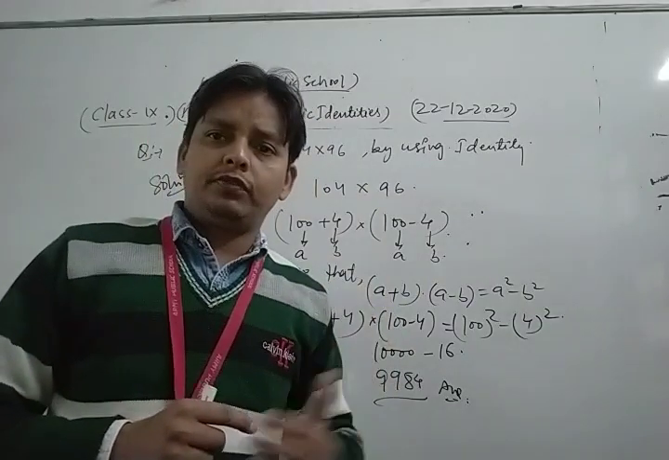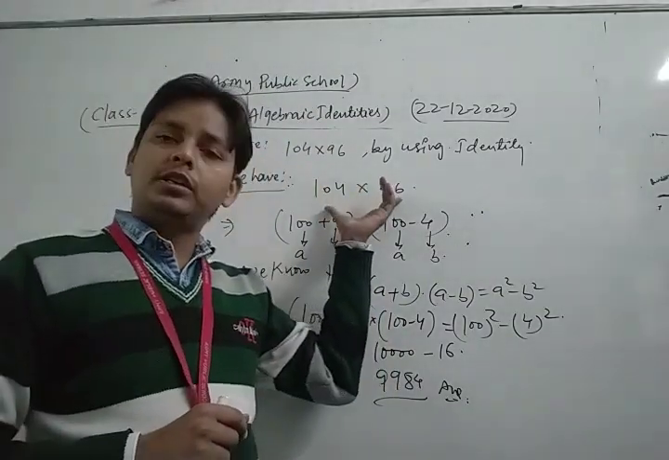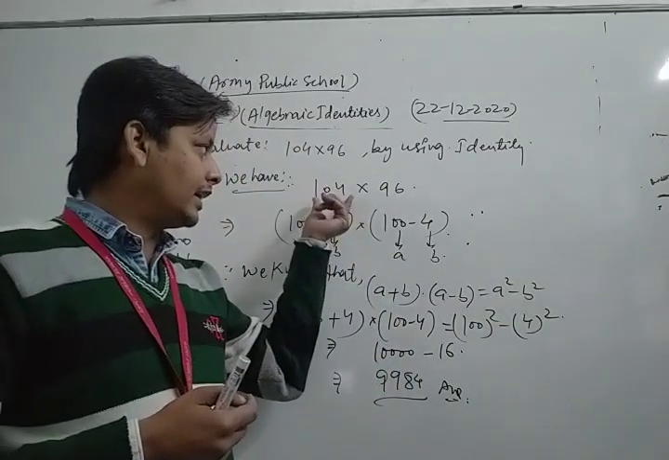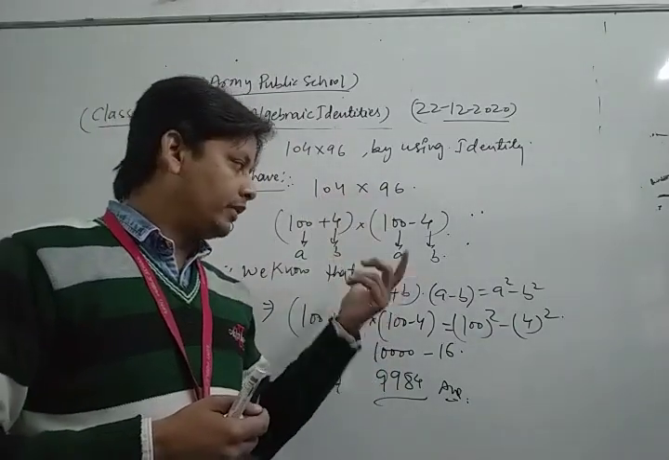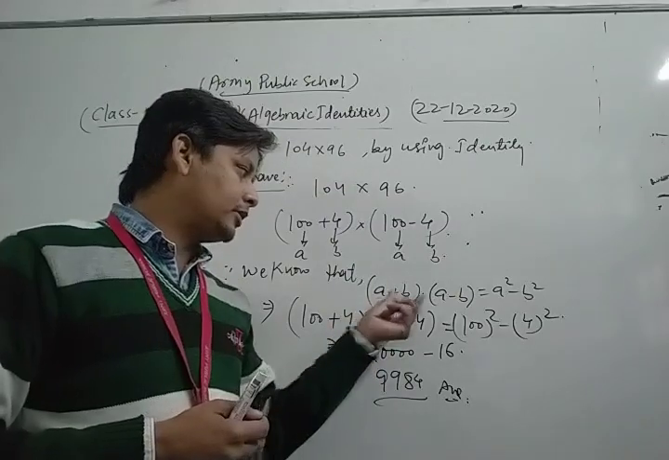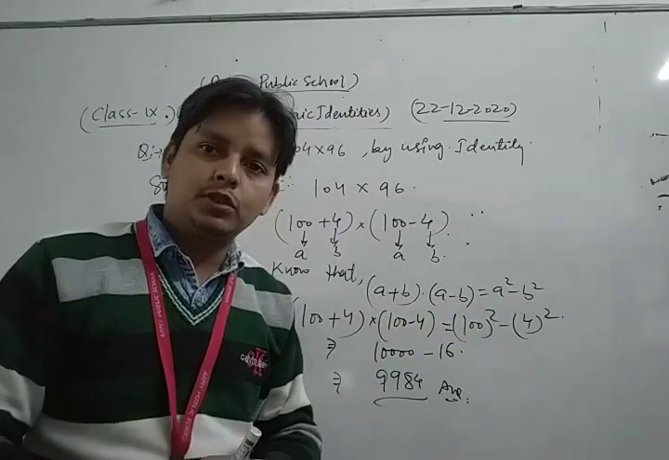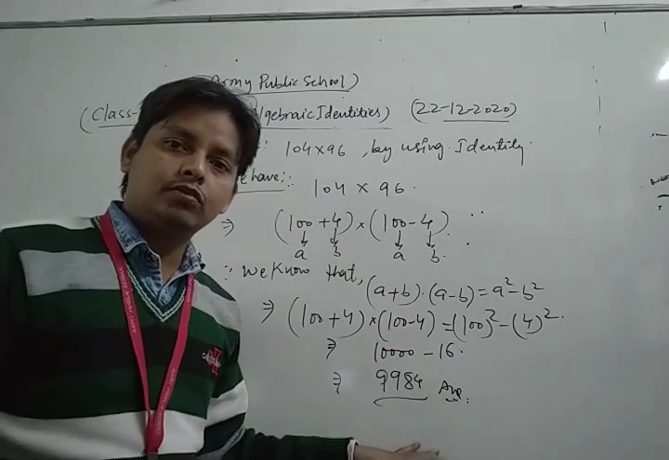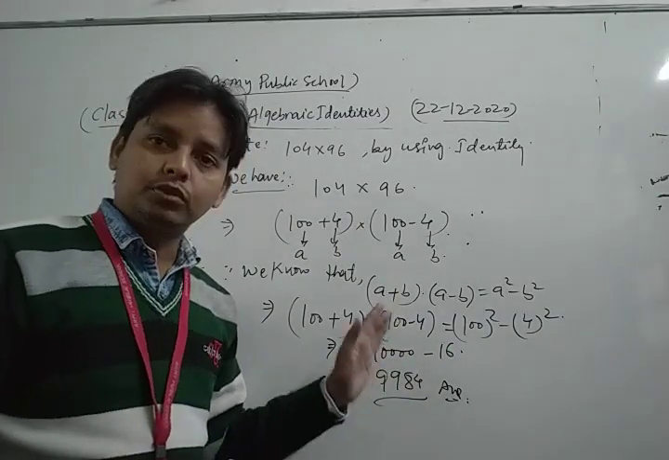In this way, first of all, you write the given question. After that, you observe all the questions, and we can write this in this form. Now we have the identity (a plus b)(a minus b) is equal to a square minus b square, and using that identity we solve them. Thus, in this way we solve all this type of questions.